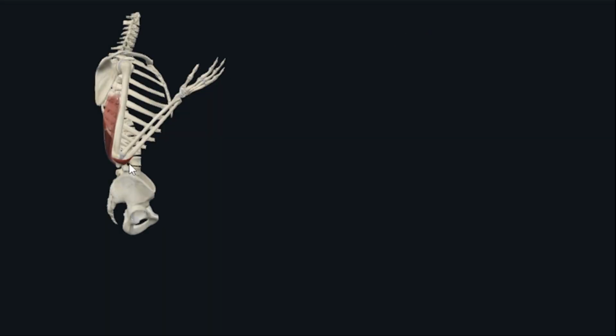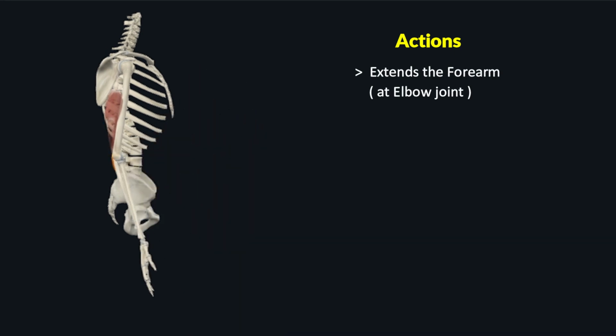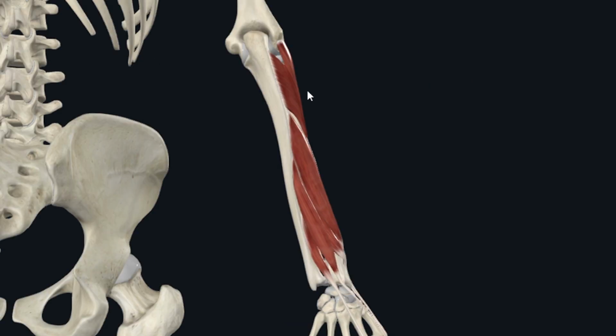So talking about the action of this muscle, unlike the other superficial muscles of posterior forearm, the anconeus muscle acts at the elbow joint, and it acts with the other extensors of elbow joint to extend the forearm at the elbow joint. So with that, we have covered the superficial muscles of posterior forearm, and now we will move towards the deep layer of muscles of posterior forearm.